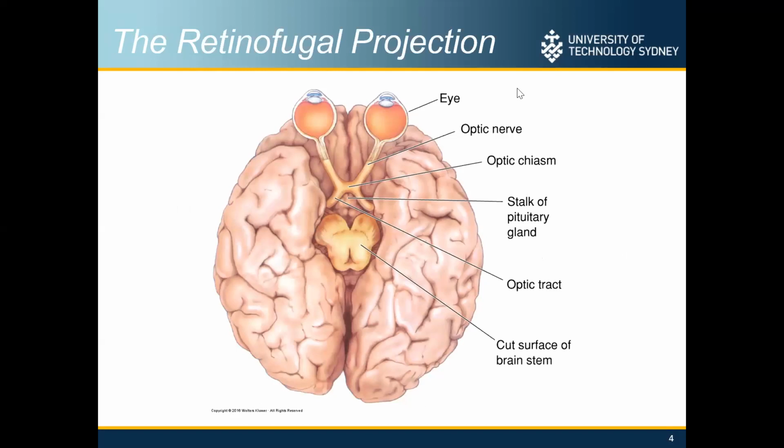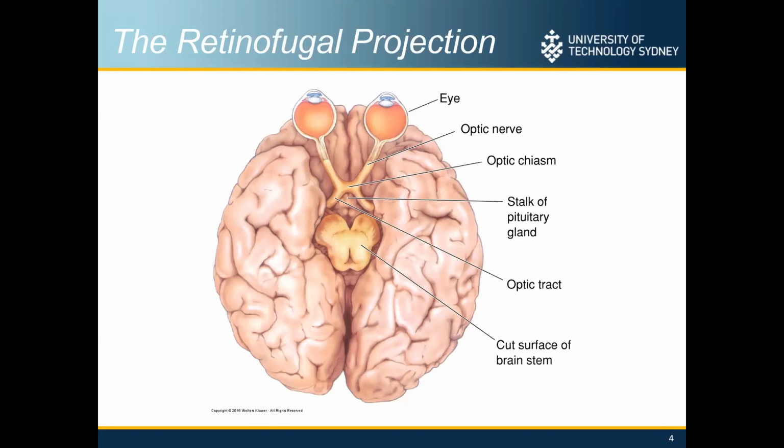The retinofugal projection is the neural pathway that leaves the eye, beginning with the optic nerve. To easily remember this term, fugal means to flee and is commonly used in neuroanatomy to describe a pathway that is directed away from the structure. In this case, it is moving away from the retina.